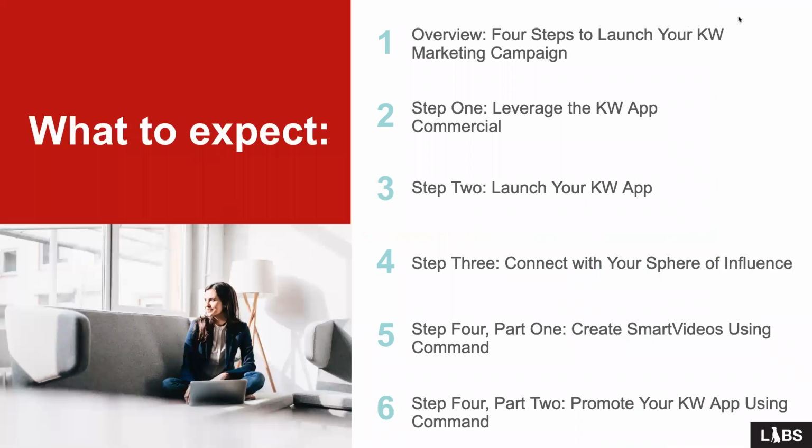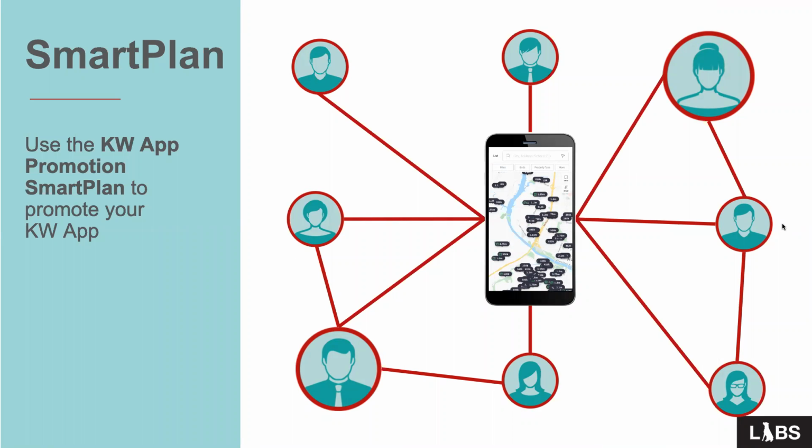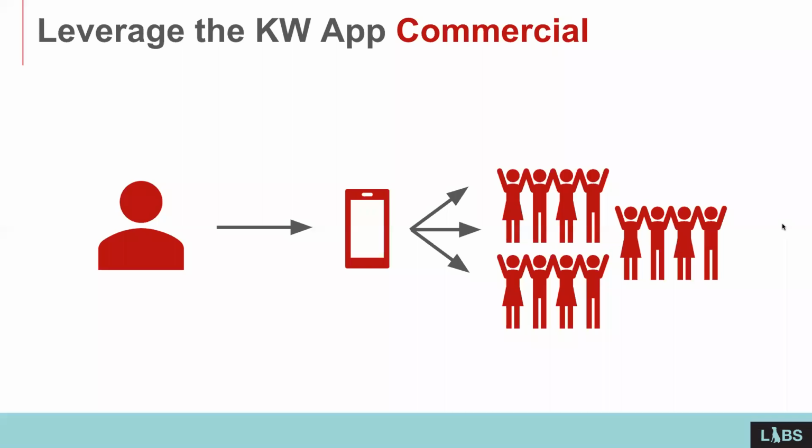So kind of the different steps of the marketing process, we'll go over the 4 steps. Step 1 is to leverage the KW app commercial that Keller Williams International has built. Step 2 is to launch your KW app. Then we're going to connect with your sphere of influence and create smart videos and send those out as well. Awesome. So let's dive in. The KW app commercial.